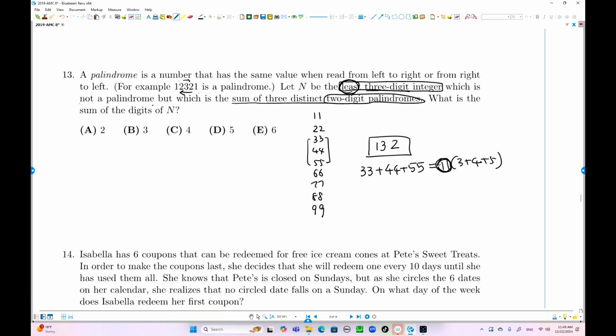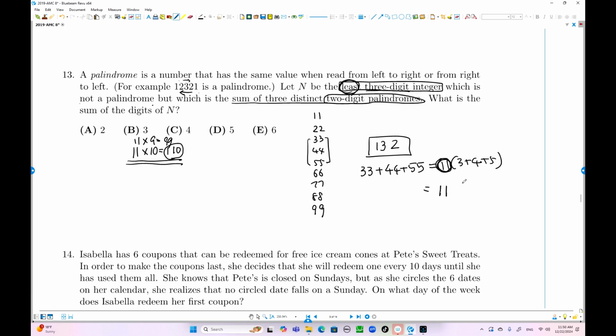Which three-digit number must be a multiple of 11? 11 times 9 is what? Two digits. 11 times 10 is what? 110, right? 110 is a multiple of 11, but not a palindrome. Okay? I think that's the answer, right?